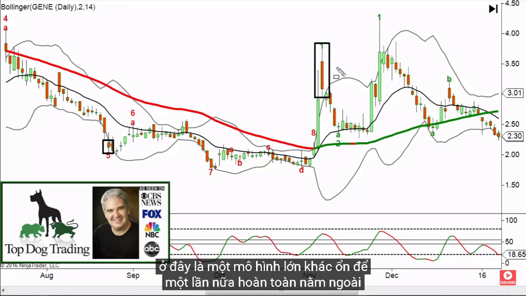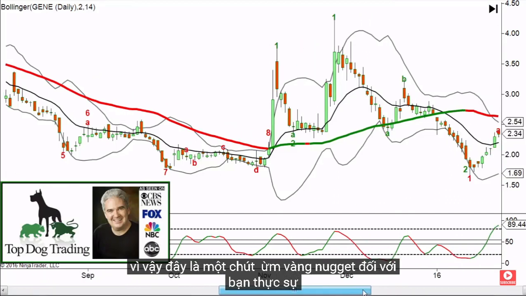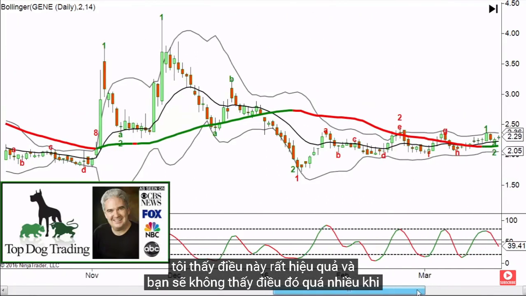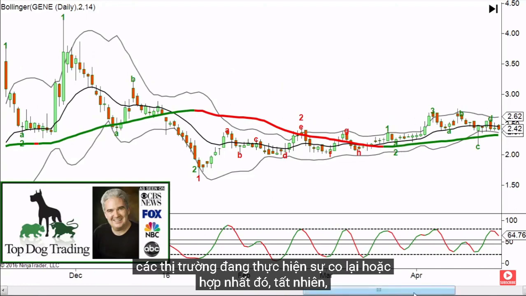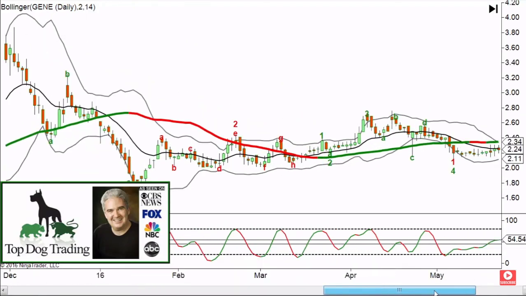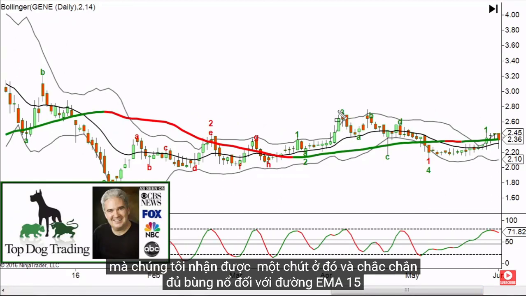All right, so that one again is completely outside of the Bollinger Bands and reverts exactly back to the 15 EMA. So this is a little golden nugget for you, really. I find this to be very effective. And you're not going to see it too much when the markets go into contraction or consolidation, of course. And it starts to break out of consolidation, and we get a little one there. And sure enough, boom, right back to the 15 EMA.